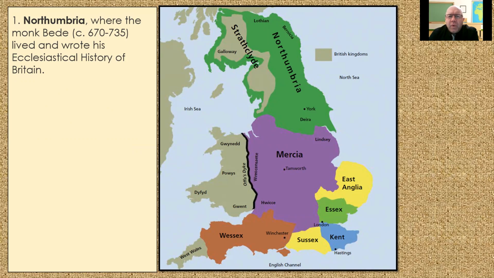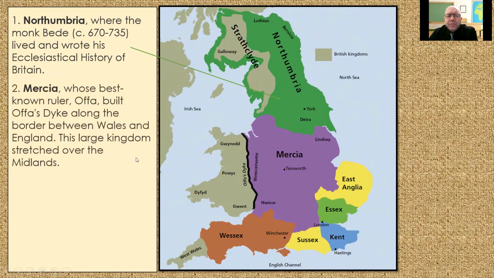Okay, so we get a lot of information from archaeology, but there are still some books and scripts that have survived from that period of time, some writings. And Bede's writings are one of them, certainly one source of information about this period in our history. So Northumbria is the green area here.